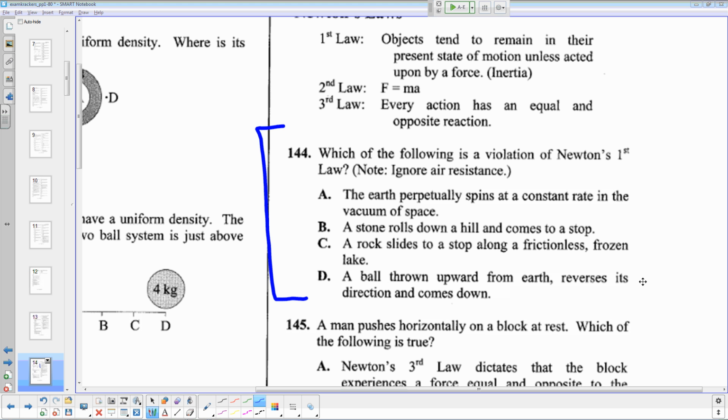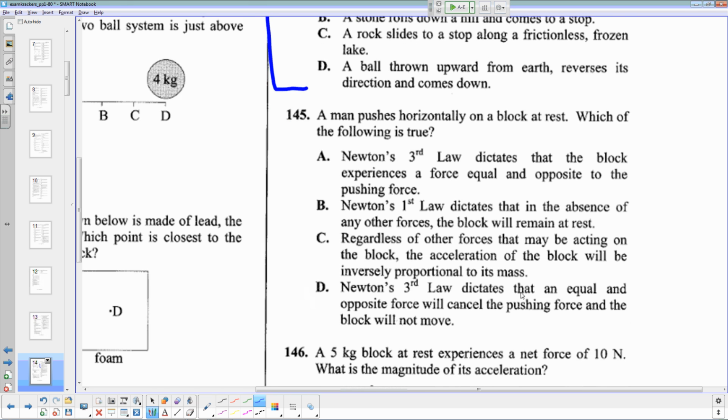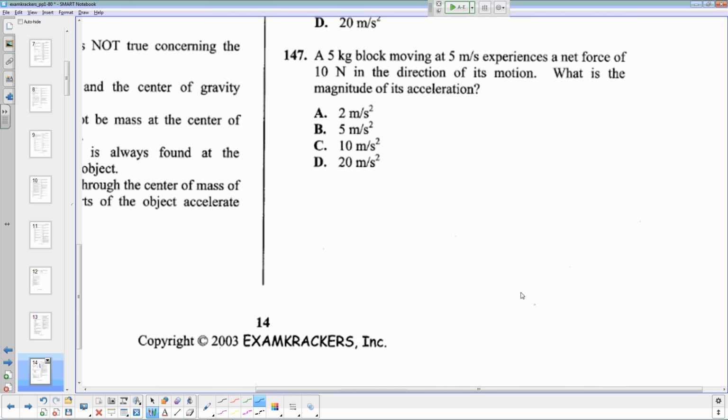All right. Let's look at number 47. Again, these are pretty simple, but let's just try this out.